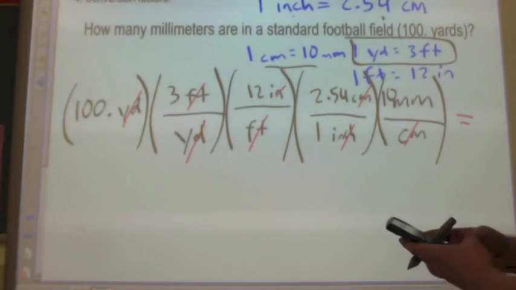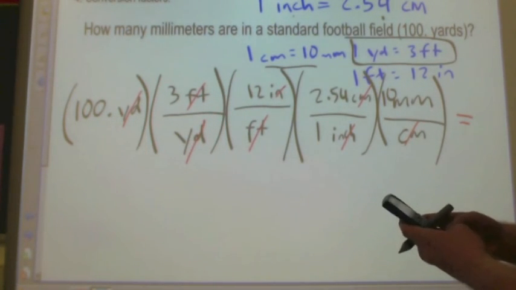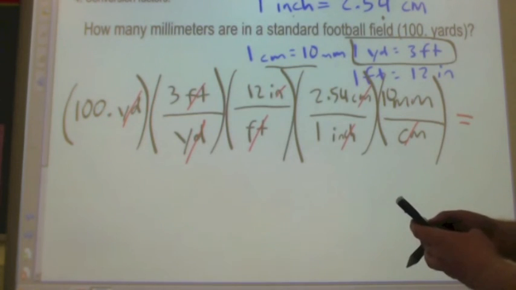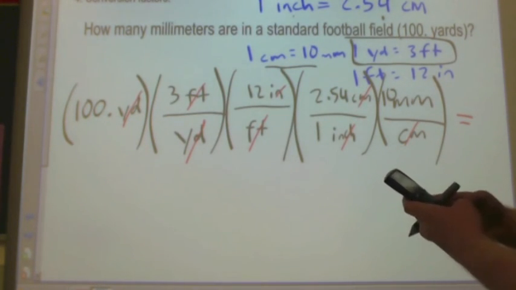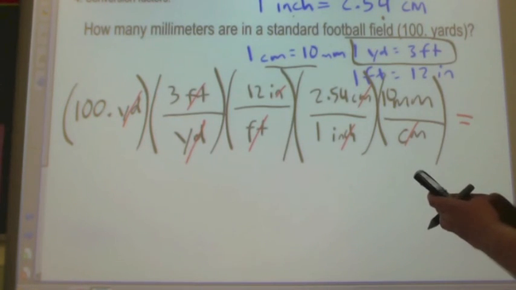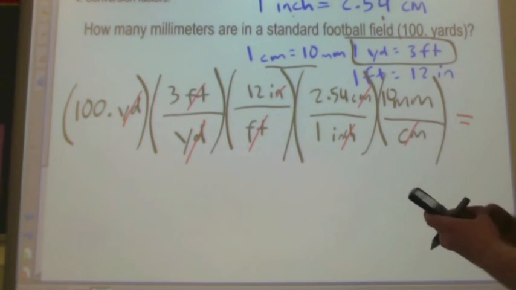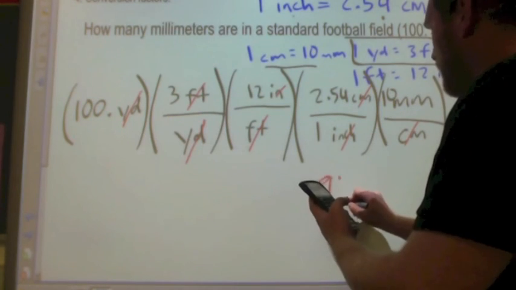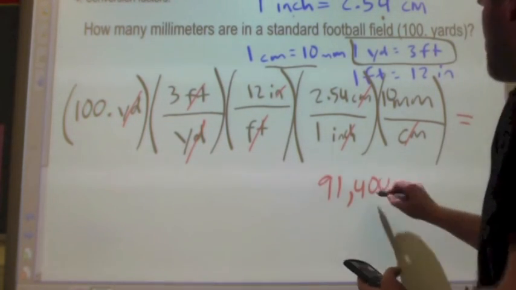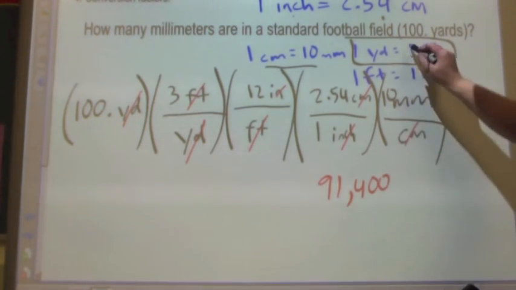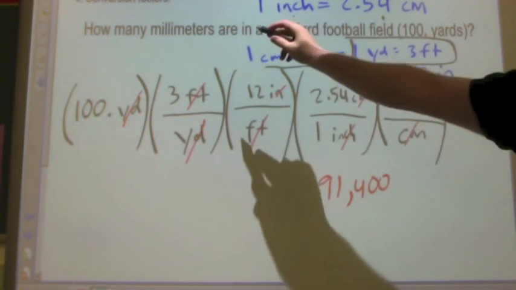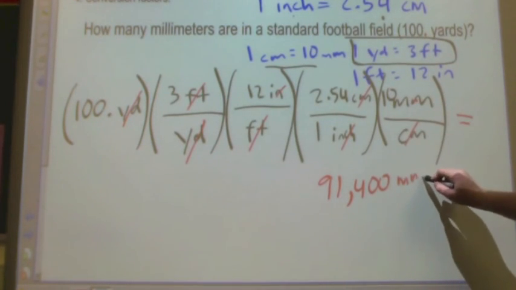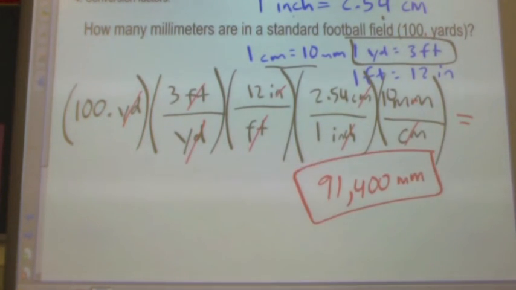100 times 3 times 12 times 2.54 times 10 is 91,400. Let's check sig figs. 100 point, that's 3 sig figs. 3 sig figs works, and our unit is millimeters, just like that. And that's our answer.